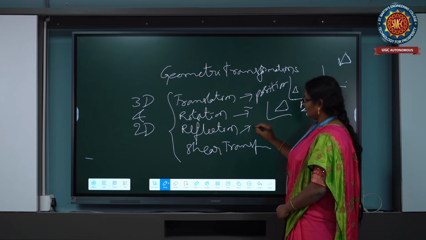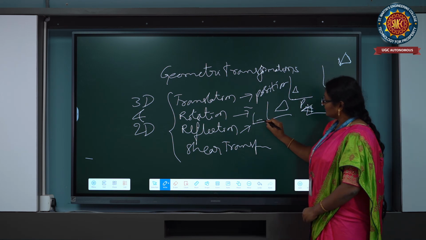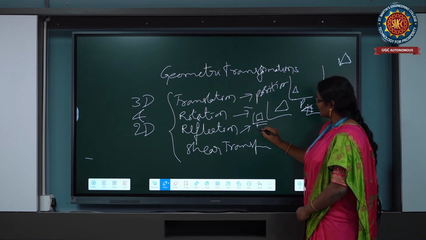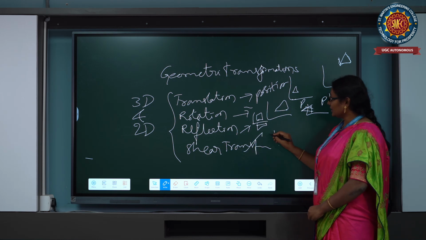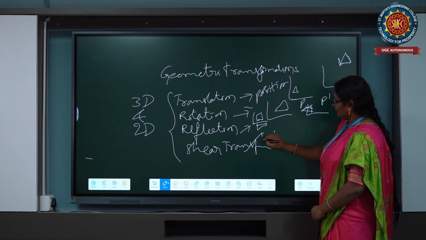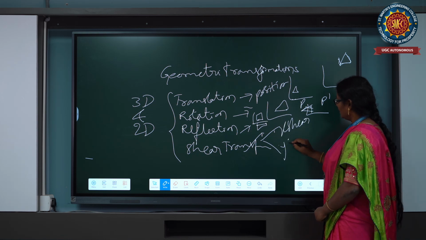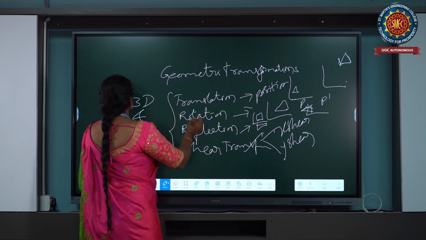Now what is reflection? It is a mirror, it produces the mirror image. This is the original image and it will produce the mirror image. Next, what is shearing transformation? Shearing transformation is of two types: x shearing transformation and y shearing transformation.